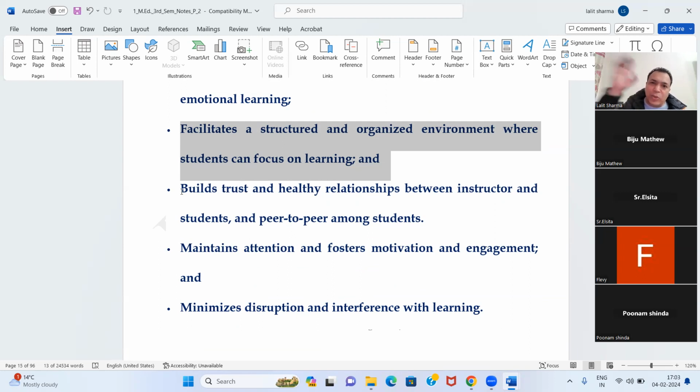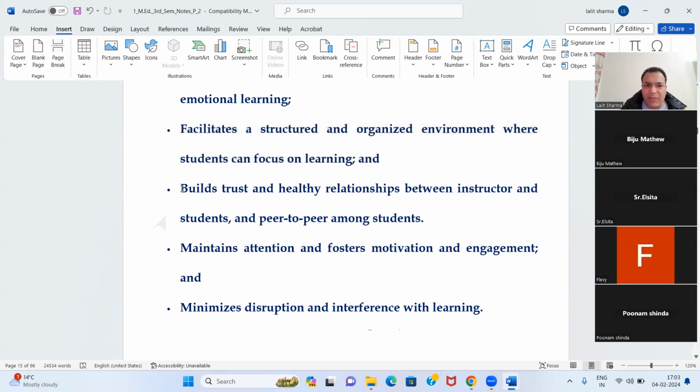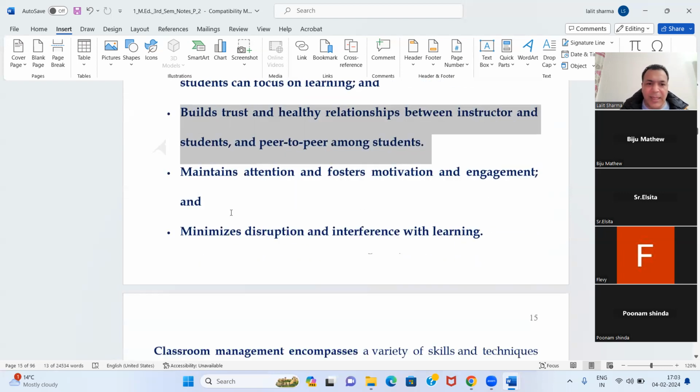And you blame that the student is not doing well. Got the point? The student is always doing well. A student is never ever weak on this planet. Weak is always the teacher or principal. And if you can manage your class well, then you can build trust and healthy relationships between instructor and students, and peer to peer among students.